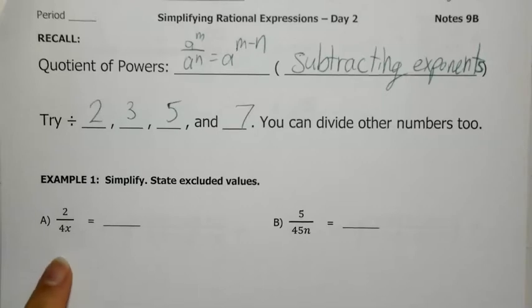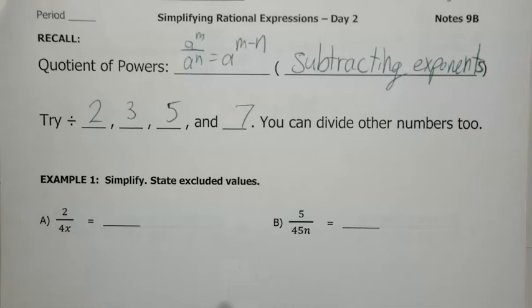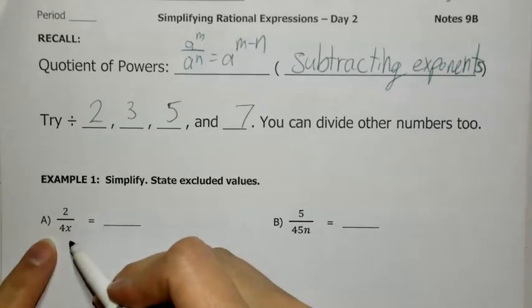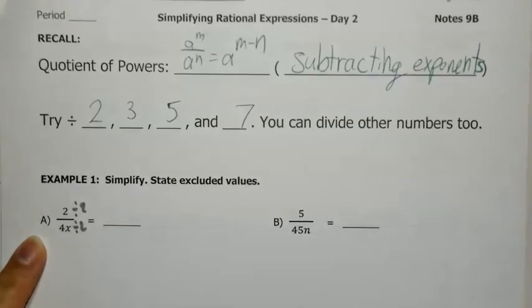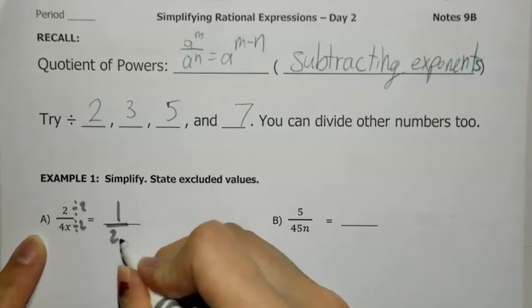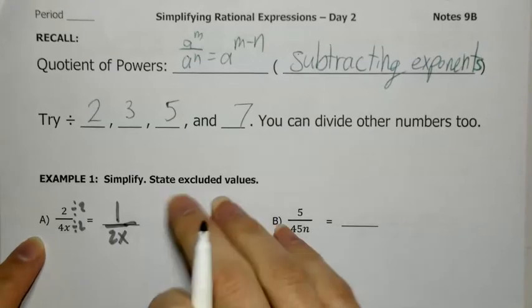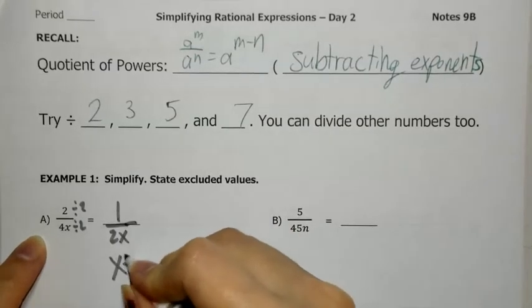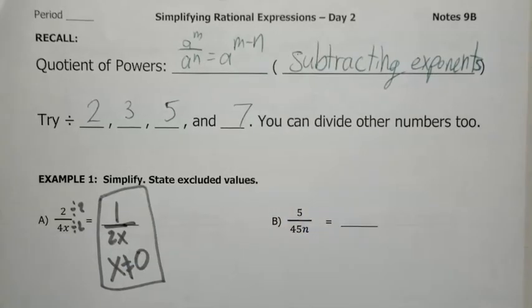So now let's look at example 1. Simplify and state the excluded values. So we have 2 over 4x. So we can divide each of those by 2. 2 divided by 2 is 1. 4 divided by 2 is 2. There's no other x's here, so we just carry that over. Your excluded value, you don't want x to equal 0. So that's your excluded value. This just means x is not equal to 0.